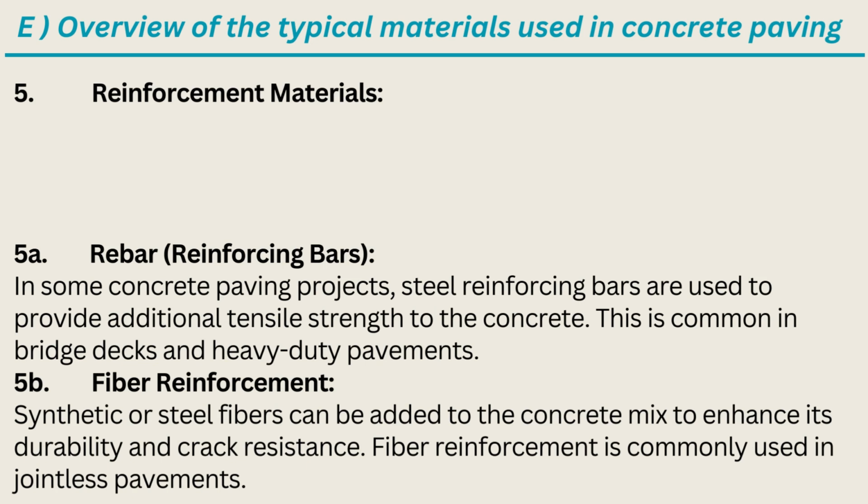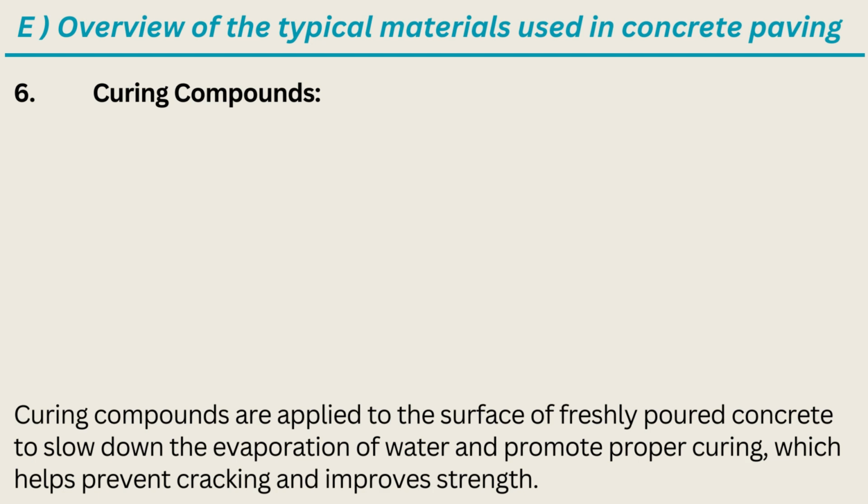5. Reinforcement materials. 5A. Rebar, reinforcing bars. In some concrete paving projects, steel reinforcing bars are used to provide additional tensile strength to the concrete. This is common in bridge decks and heavy-duty pavements. 5B. Fiber reinforcement. Synthetic or steel fibers can be added to the concrete mix to enhance its durability and crack resistance. Fiber reinforcement is commonly used in jointless pavements. 6. Curing compounds. Curing compounds are applied to the surface of freshly poured concrete to slow down the evaporation of water and promote proper curing, which helps prevent cracking and improve strength.